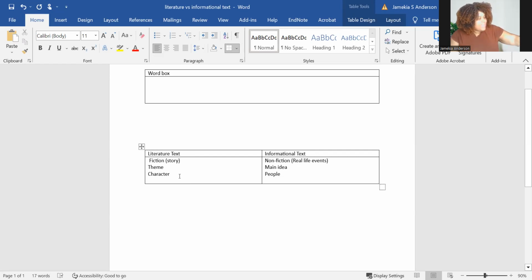So one of the things that I taught the students about is fiction. These are your stories. Usually they are made up, so you can put "made up stories" if you want. If you have characters over here, you have people. If you have settings on the other side, you will have locations.